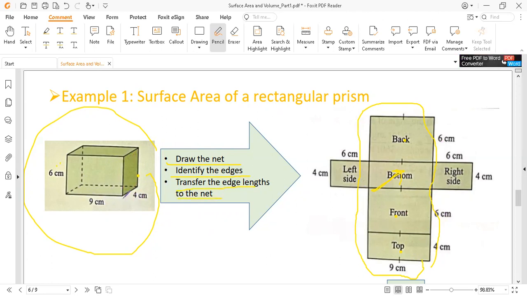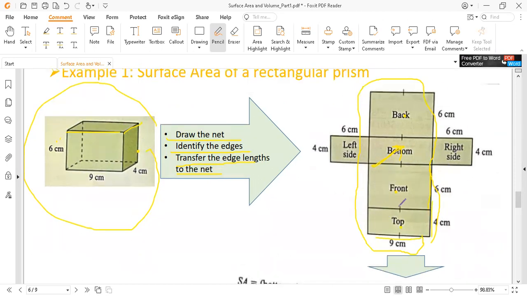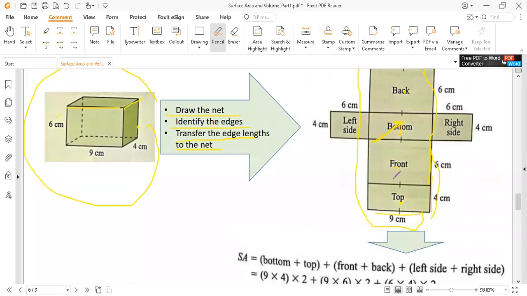So normally we have a 9 and 4, and then a 9 and 6. Secondly, we have a 4 and a 9, and so on. So we have 6 rectangular faces. We can clearly see that the bottom and the top are identical, so we can group them in the same category. The front and the back are identical, and the left side and the right side are congruent with the same lengths.